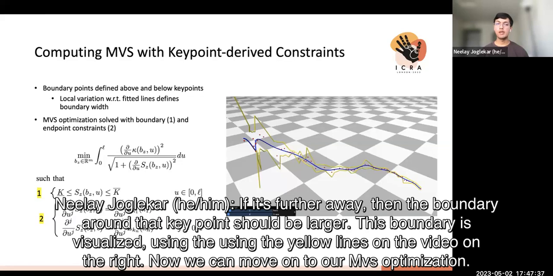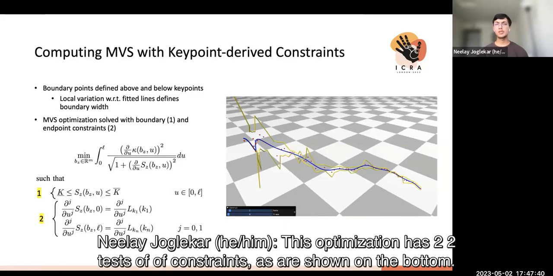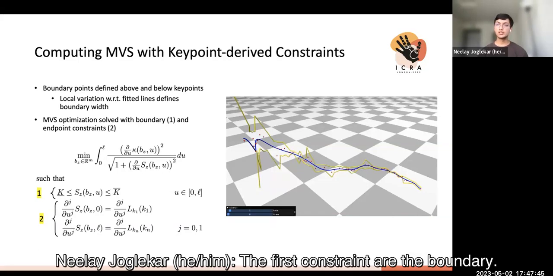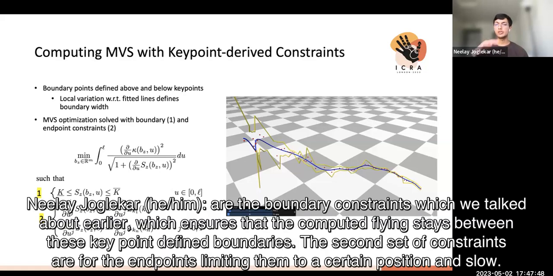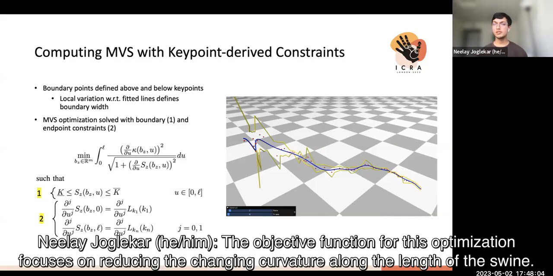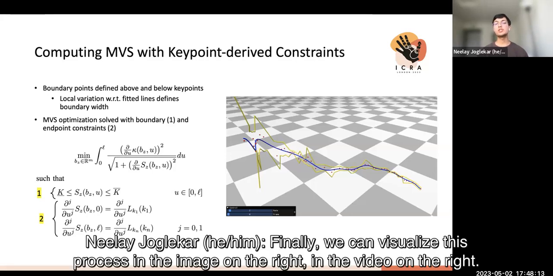Now we can move on to our MVS optimization. This optimization has two types of constraints, as shown on the bottom. The first are the boundary constraints, which we talked about earlier, which ensure that the computed spline stays between these keypoint-defined boundaries. The second set of constraints are for the endpoints, limiting them to a certain position and slope. The objective function for this optimization focuses on reducing the change in curvature along the length of the spline. Finally, we can visualize this process in the video on the right.